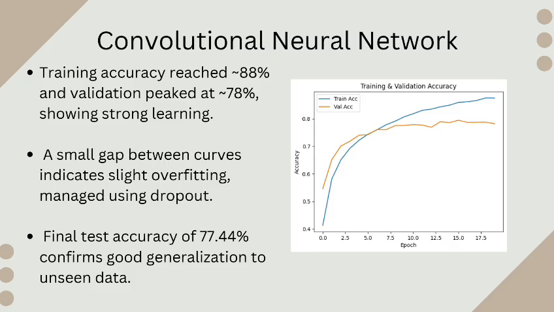There's only a small gap between the 2 curves, meaning overfitting was minimal. The final test accuracy of 77.44% confirms that the model generalizes well to new data.